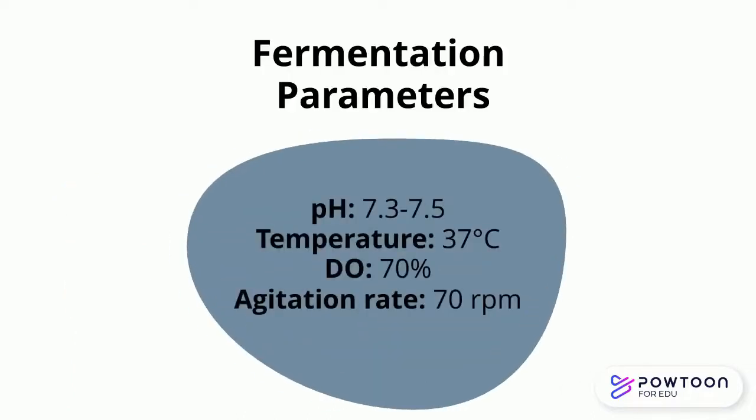There are several parameters to this fermentation process, for example, having a 7.3 to 7.5 pH to cultivate the CHO cells. Next, a temperature of 37 degrees Celsius, which is the optimal temperature for cell growth, since its enzymatic activity and metabolic activity are dependent on the optimal temperature. Next, a dissolved oxygen or DO of 70% and a rate of agitation of 70 rpm.